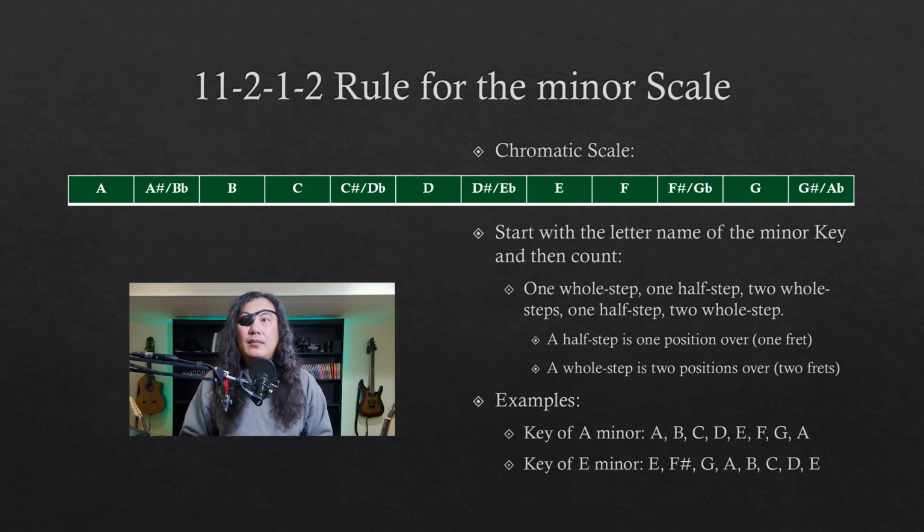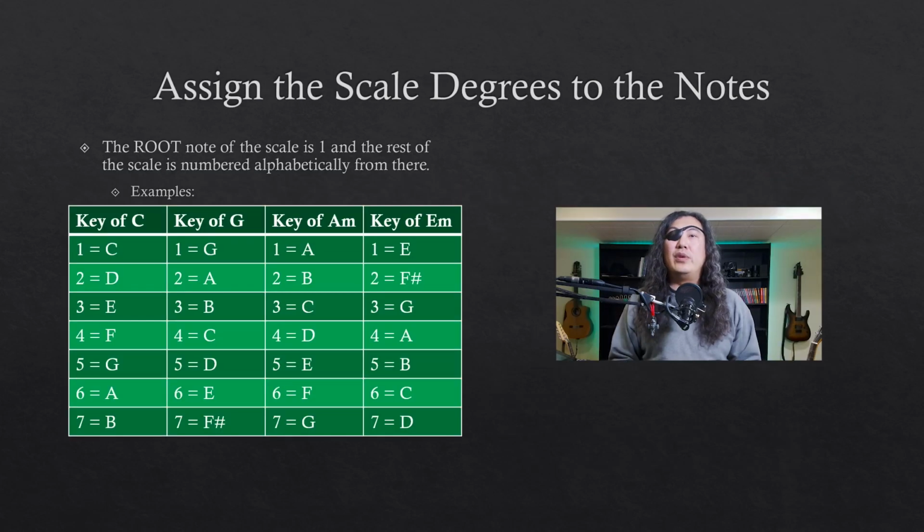Easy enough? Okay, so once we have our scale, whether it's a major scale or a minor scale, major for major keys, minor scale for minor keys, once we have our scales built out, we go through and we assign each position in the scale a numeric value known as a scale degree. And all we're doing is we're going through the scale sequentially in numerical order. For the key of C, our first scale degree is C, our second scale degree is D, our third scale degree is E, our fourth scale degree is F, our fifth scale degree is G, our sixth scale degree is A, our seventh scale degree is B.